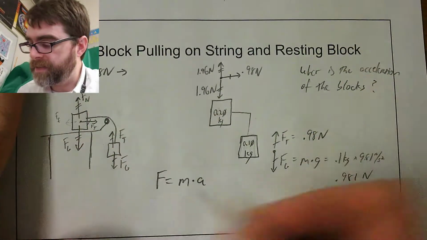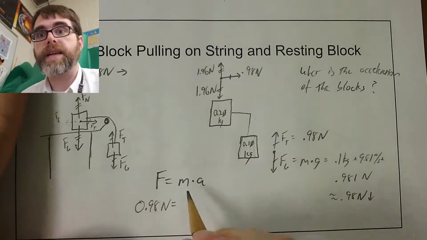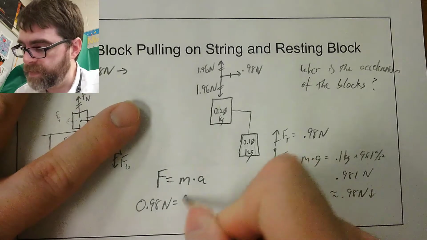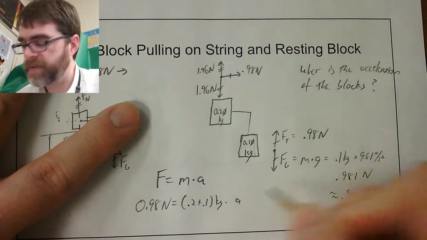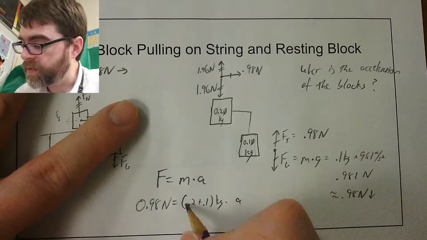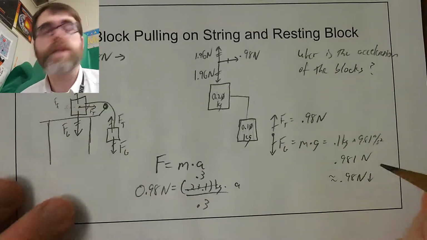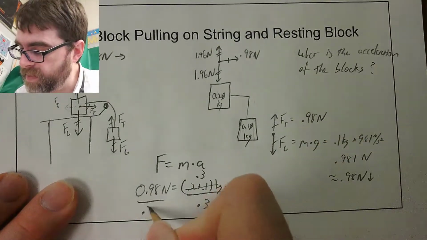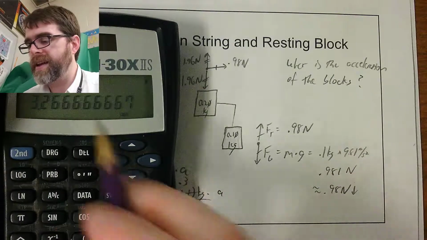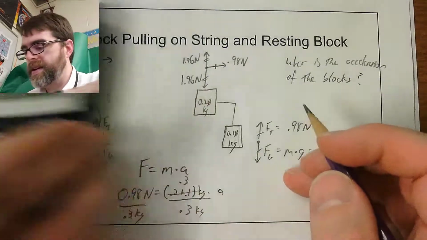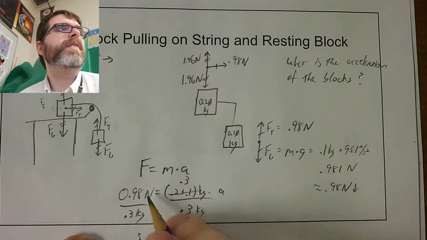So this is our net force. Our mass this time is actually the combined mass of the two of them, so that's going to be 0.2 plus 0.1 kilograms times the acceleration, which is what we're interested in solving for. So of course combine those two and we get 0.3 kilograms, and then to get that alone we're going to divide both sides by 0.3 kilograms. 0.98 divided by 0.3, and I get 3.26 repeating. So then that gives me 3.26 repeating, and then we have newtons divided by kilograms.